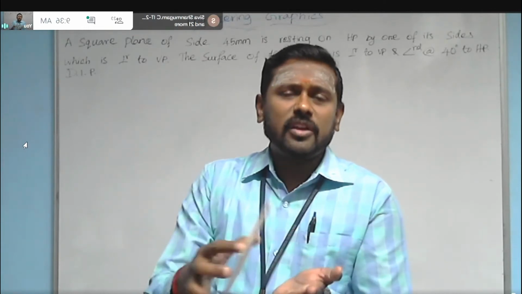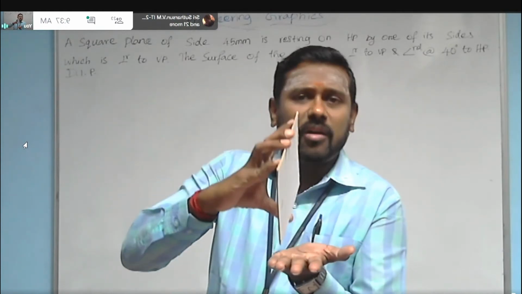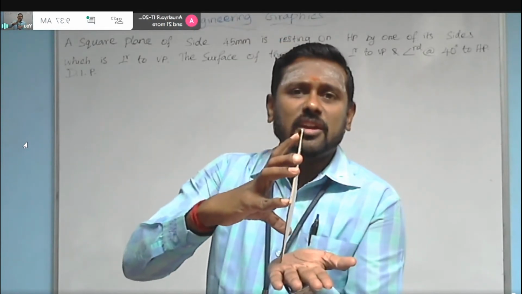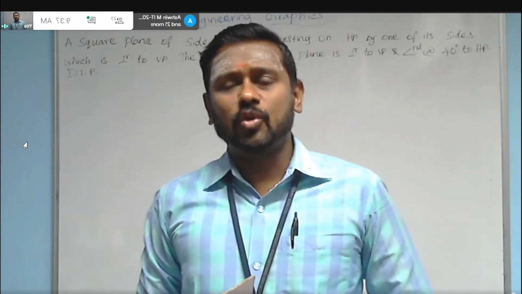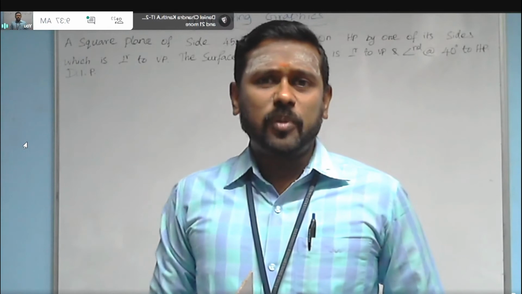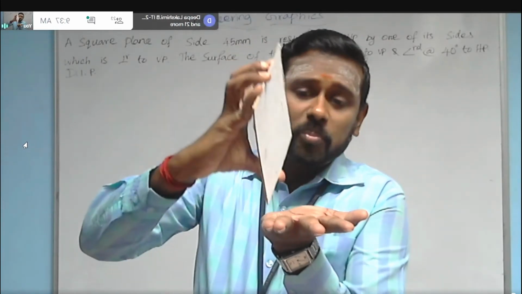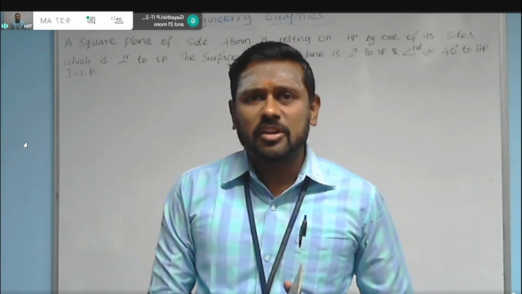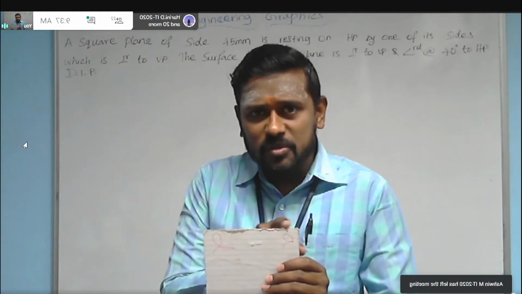Another possibility is that the plane can rest on a surface with the help of a corner. In this way a single corner may be resting on HP or on VP. So 3 different possibilities are there for a plane to have contact with the principal planes: maybe surface contact, line contact or point contact. Among these 3 possibilities, in the current problem the square plane is resting on HP by means of one of its base sides.